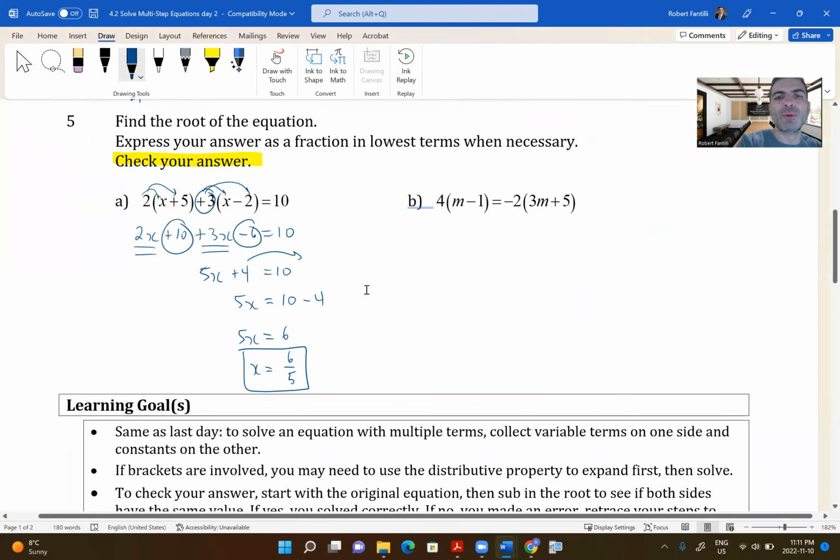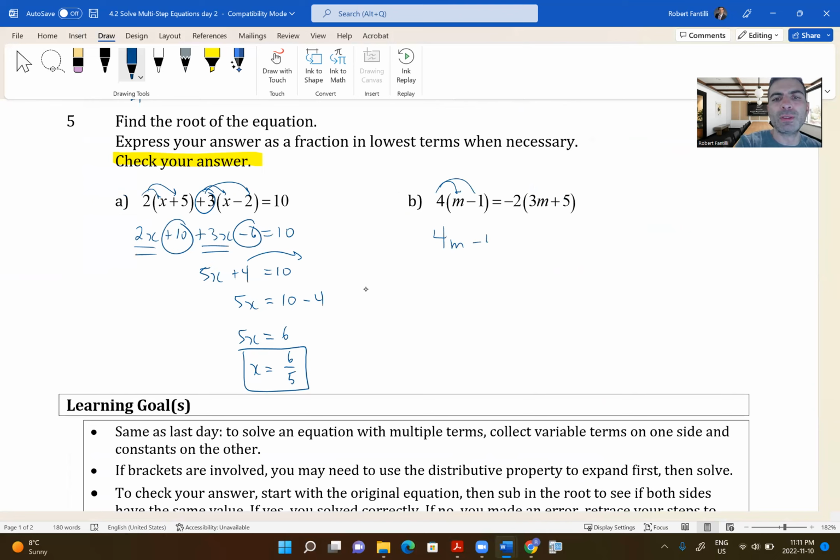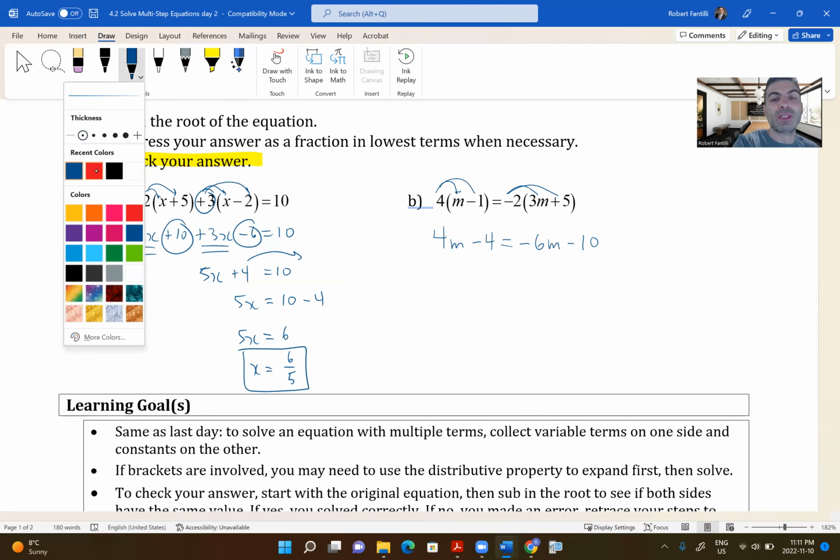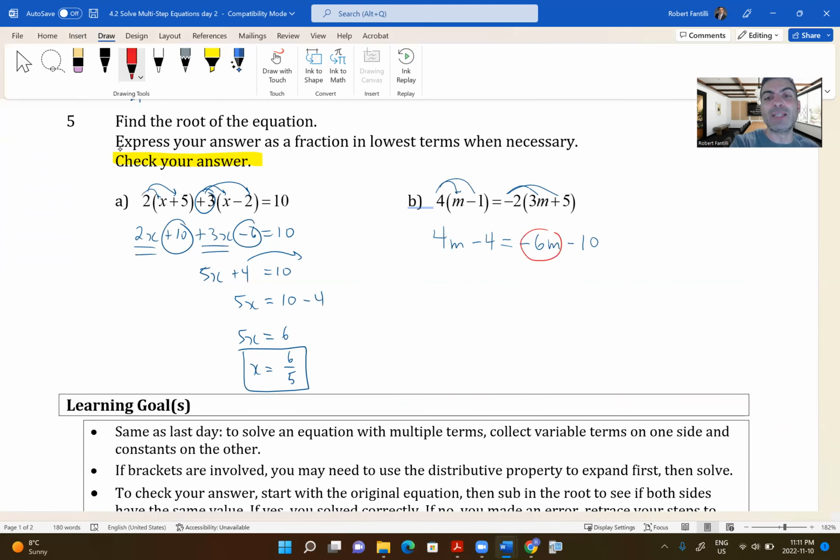We're going to do distributive property though again. 4 times the m is 4m. 4 times negative 1 is negative 4, equals negative 2 times 3m is negative 6m, and negative 2 times positive 5 is negative 10. Now we have variables on both sides of the equation and we want to get them on the same team. So let's do switch teams, change jerseys in one shot here. So we're going to take the negative 6 and bring it to the left side team. And we'll take the negative 4 and bring it to the right side team.